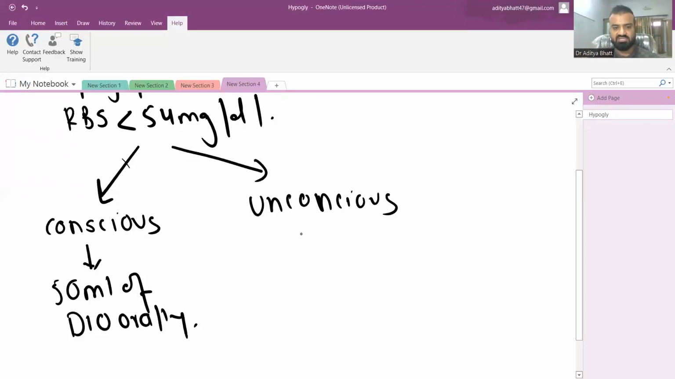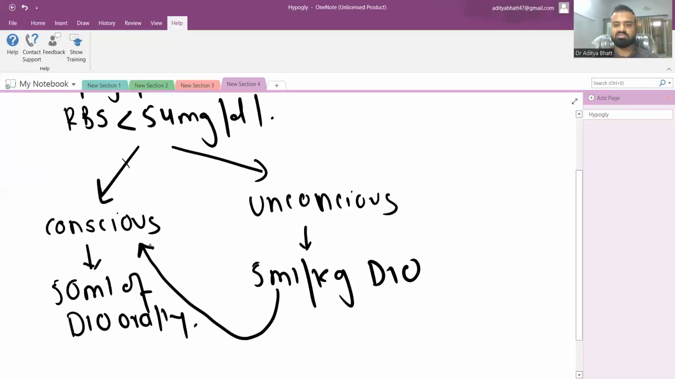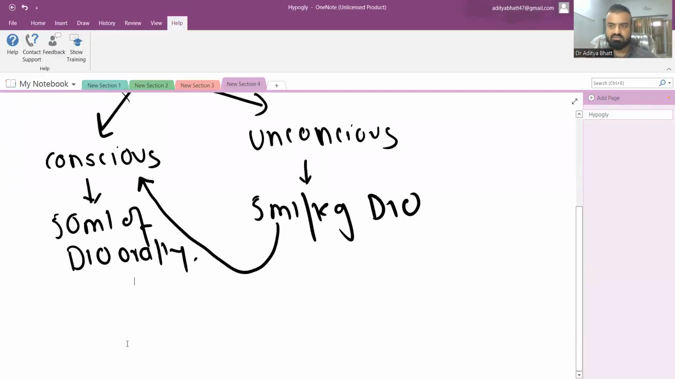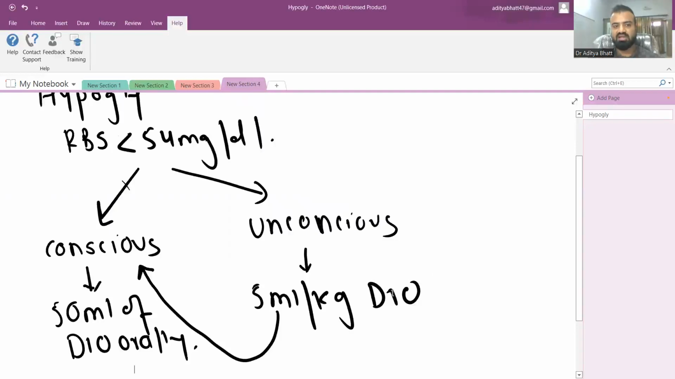Now, if the child is unconscious or does not take orally, or the child is seizing or anything, you have to give 5 ml per kg D10. And once the child becomes conscious, give orally and then start F75 feeding for the child. Do not take too much time, and all the management should proceed together. You should not wait for one thing to correct and then start. Everything should be started parallelly. Do not wait. And again, to prevent hypoglycemia in an already indoor child, please make sure that the child is taking night feeds.